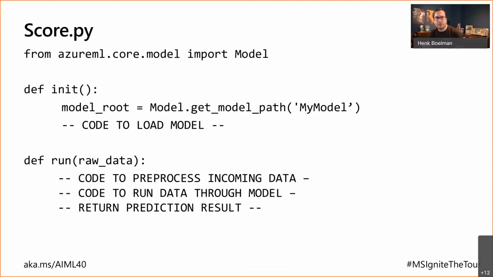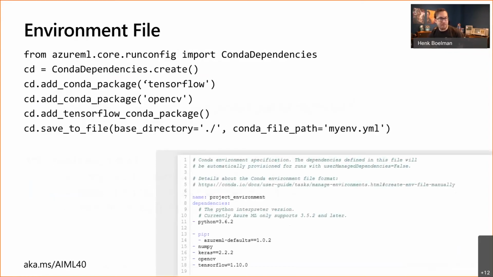So what does a scoring file look like? You, of course, need to start with importing your model, but then basically there are two methods you need to fill. First there is the init method. This one is called once and will load in your model, as loading in models takes time. And then there is the run method, and this method is called every time a request comes in, because we're basically building an API. Then there is an environment file. This is a conda environment file, and we just specify which packages need to be installed in this Docker container.